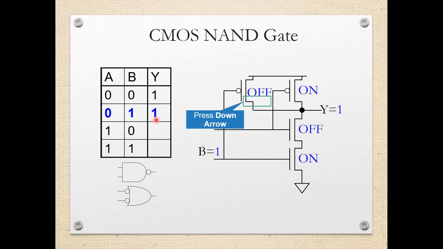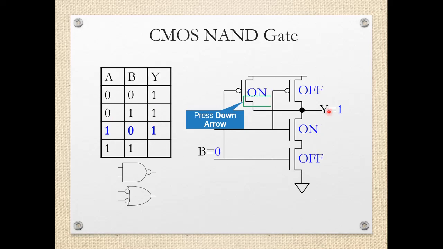Now out of these two P MOSFETs, it is an either-or case. So either this is on or this is on, or both are on, then also the output will be connected to VDD through either one of these or both of these. So as this P MOSFET is on, Y will be connected through this P MOSFET to the VDD. So output will be logic 1. So for this 0, 1 input condition, output is 1.